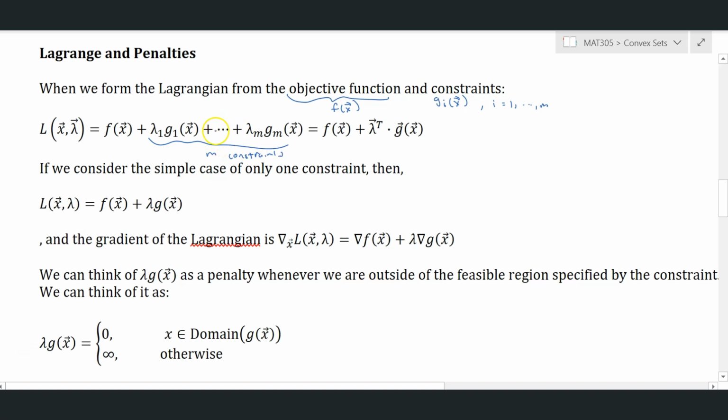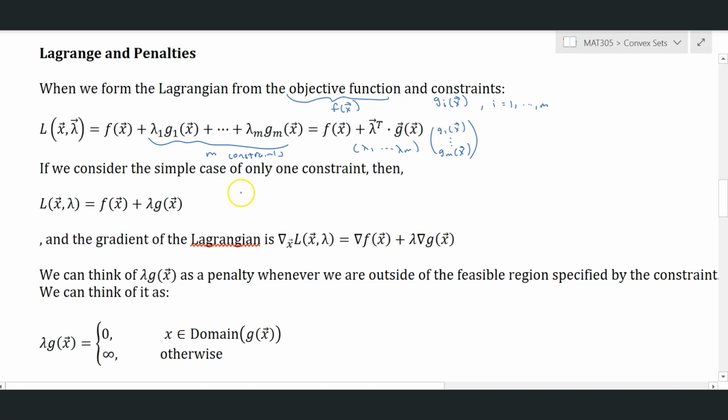And more compactly, you can write this as a dot product between the lambda vector, which will just contain lambda 1 through lambda m, and the g of x vector. Notice we have a vector above the g, so that's just all of these m constraint functions. Now let's consider the simple case of just one constraint.